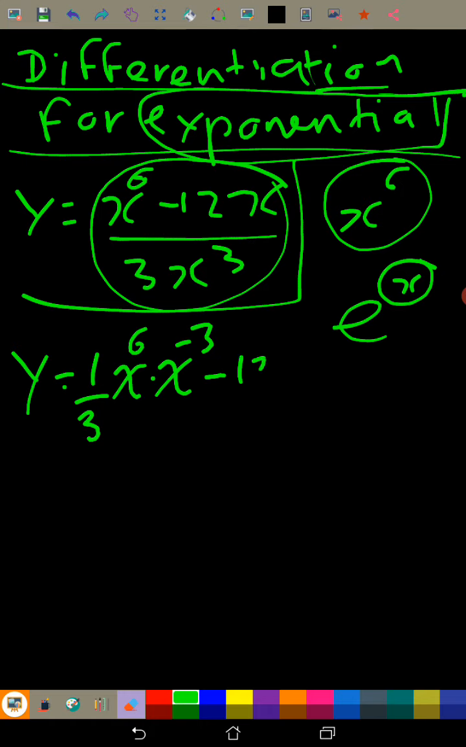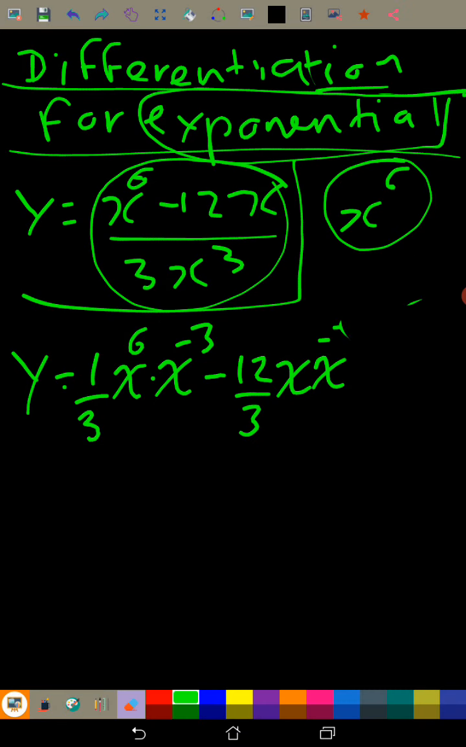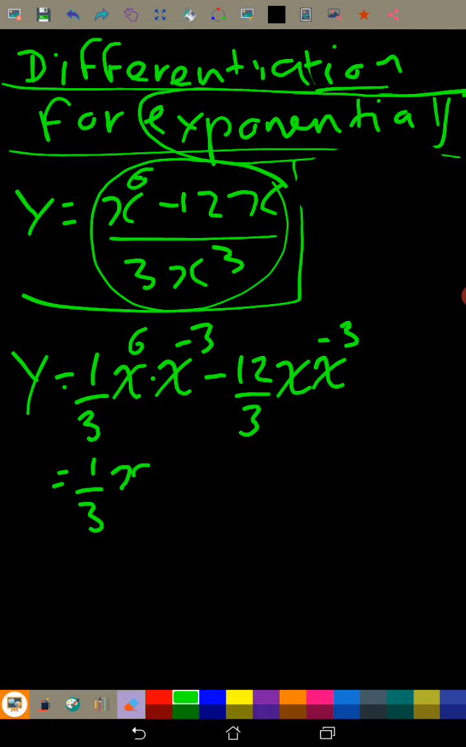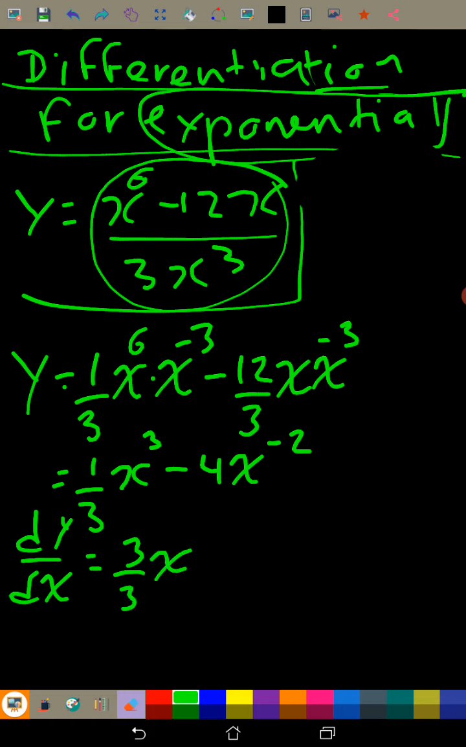So till here there's nothing complicated, and here we have x to the power of minus 3. I need to erase this. Alright, we erase all this and we continue. We have 1/3, and the powers add up. Here we have 4x minus 2, from 1 plus minus 3. Once we're done, we just do the dy by dx, and we'll get 3 on 3x to the power of 2.